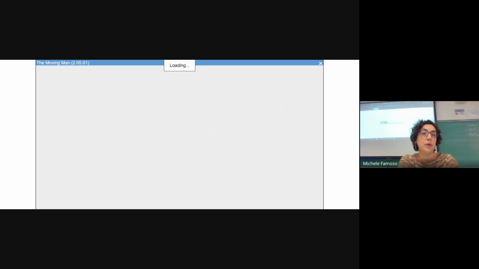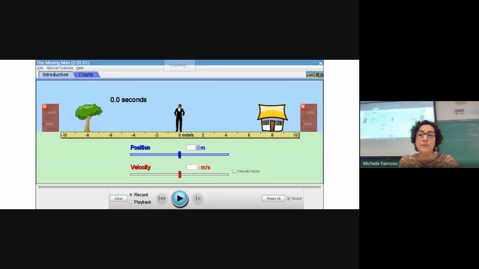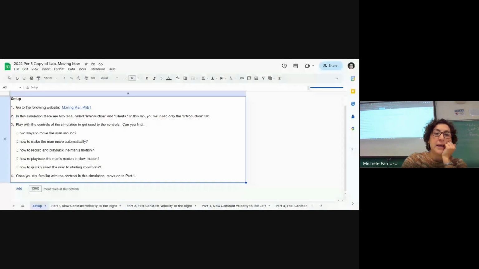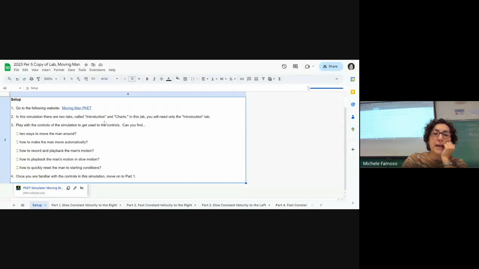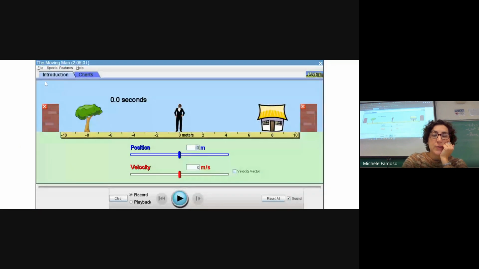The same website we'll be using in the next lab as well. And when it opens, it looks like this. Everybody good? Okay, so I want to show you a couple things. It does say in the lab that there are 2 tabs in the lab, Introduction and Charts. That's right here, Introduction and Charts.